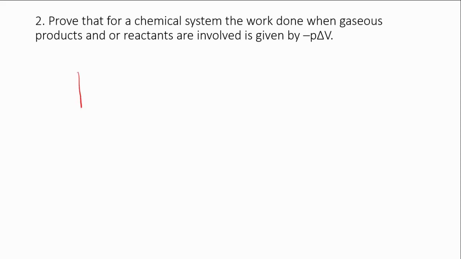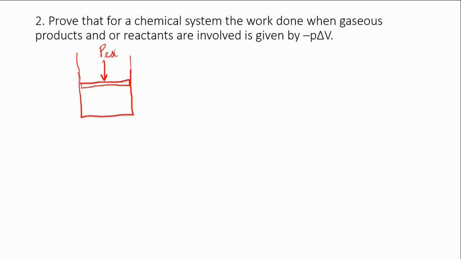Let's say we have a cylinder, and there's a movable piston in the cylinder. Let's see if I can draw a piston. We have a piston there, or a cover if you want to call it that. And there is a pressure pushing down on that cover. That pressure is the external pressure, P external, due to the atmosphere. The weight of the molecules in the atmosphere will be pushing down on that cover. Let's say the cylinder is a little bit longer.